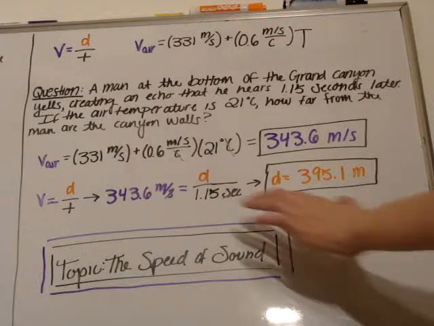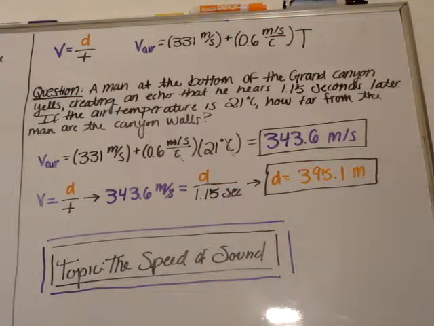And because you've got seconds here and seconds here, if you were to set it up in like the picket fence model, you would see that the seconds cancel out, leaving you with just meters as your final units, which also makes sense for distance. So when you plug in those numbers, you're going to get 395.1 meters, which is going to be your final answer for distance.